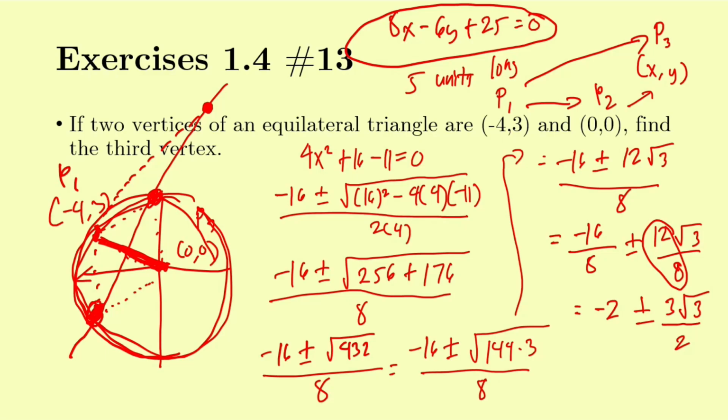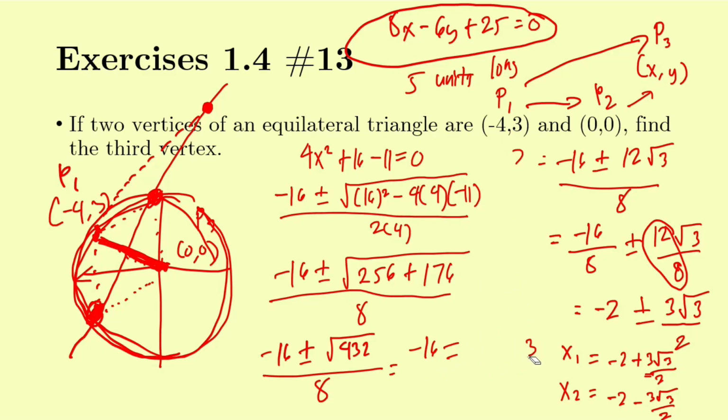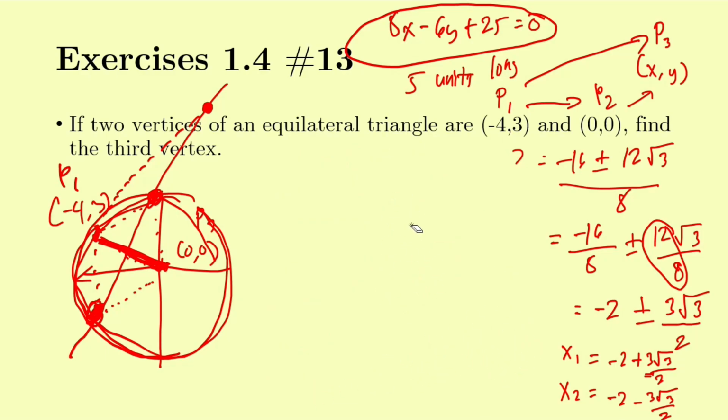So, the values of x sub 1 and x sub 2 are the following. Negative 2 plus 3 square root of 3 all over 2. And the other one, negative 2 minus 3 square root of 3 over 2. Okay. With this information that we have, we can now compute for the value of y. We can substitute the values of x sub 1 and x sub 2 in 8x minus 6y plus 25 is equal to 0.